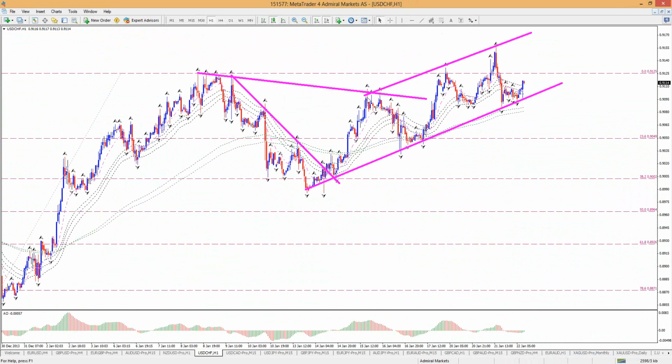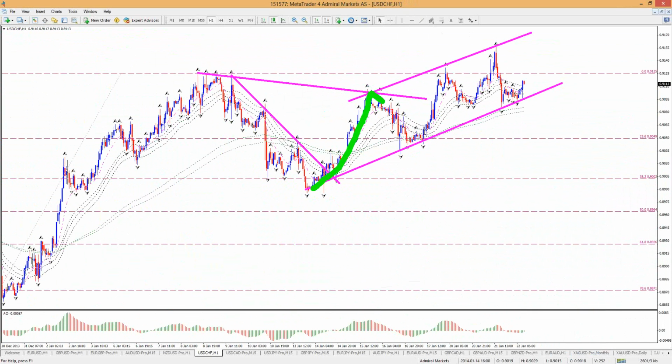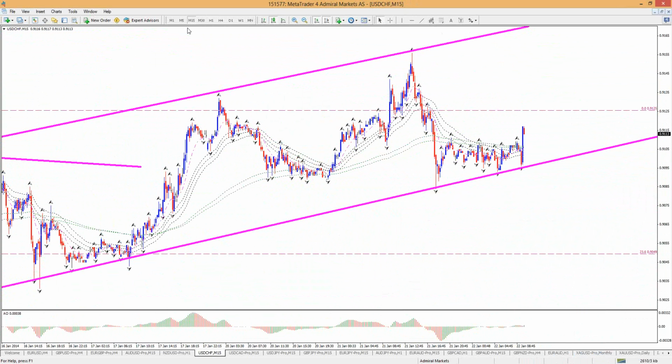Well, we're in this channel, right? That's obvious. We can see that price is moving nicely up and down within this channel, making higher highs and lows. Very nice channel, in fact. Let's take a look at the 15. And we most recently had a spike above this triangle at the bottom of that channel.